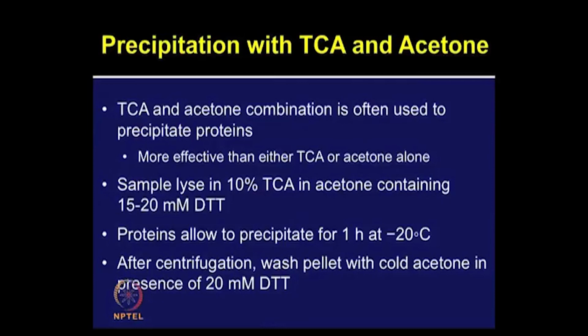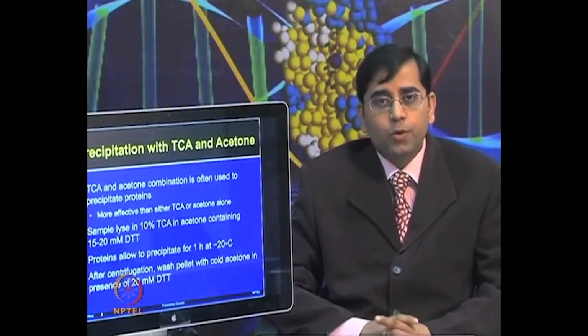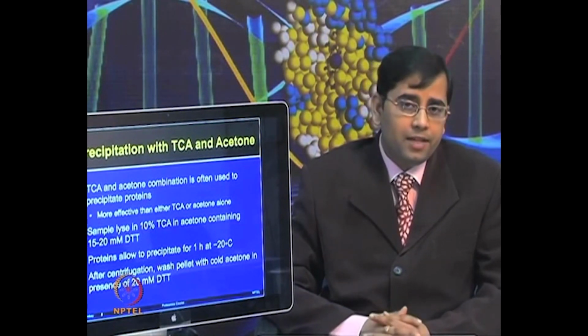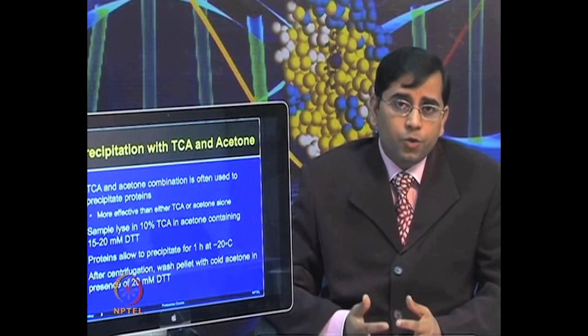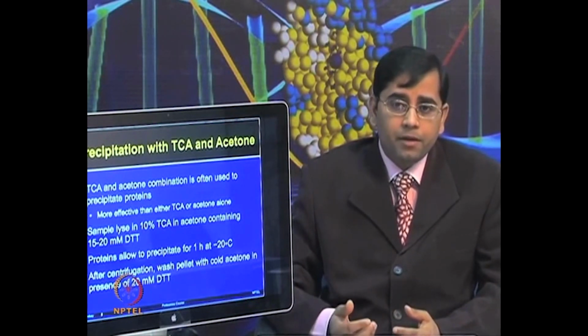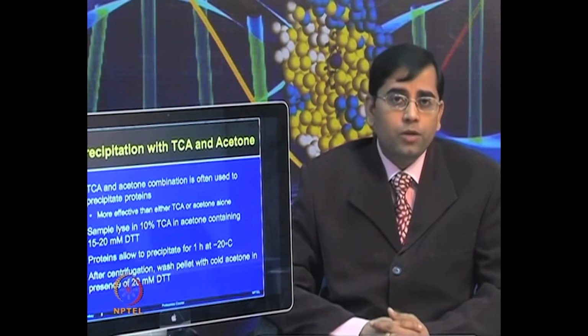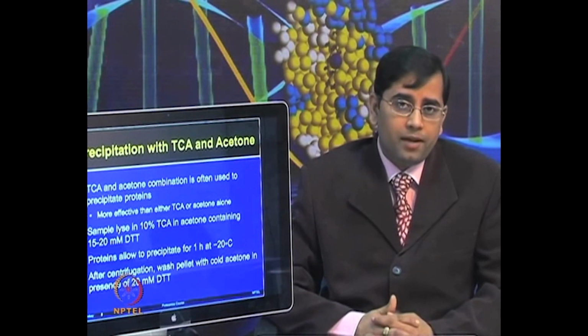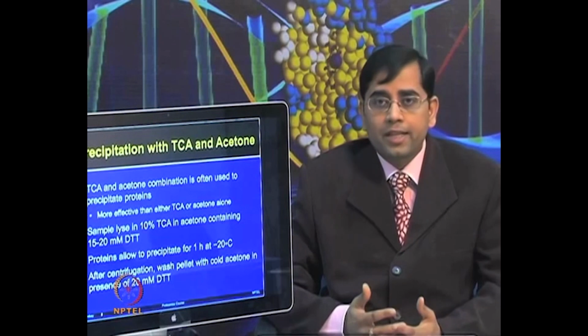As a recommended concentration, one can try to lyse the samples in 10% TCA made in acetone and also add 15 to 20 millimolar of DTT. Now, allow the protein samples to precipitate for an hour or 2 hours at -20 degrees, centrifuge, and the pellet can be further washed with acetone alone. Try performing the whole step in the cold condition, so that you can avoid proteolysis degradation.